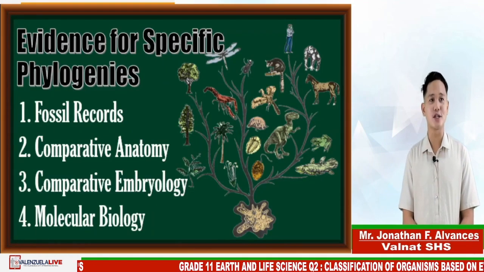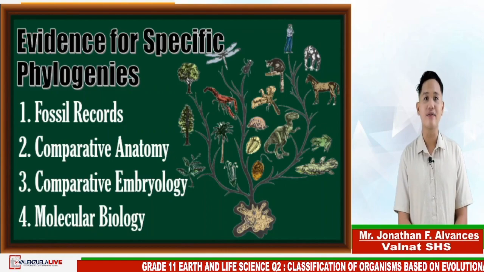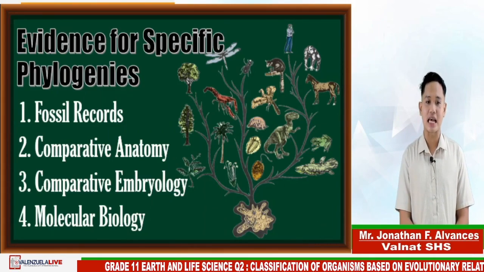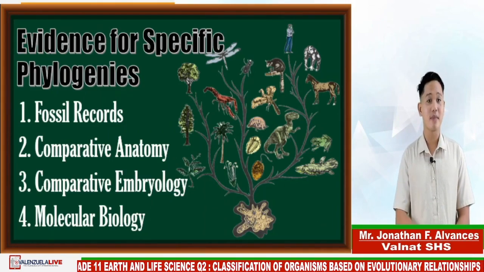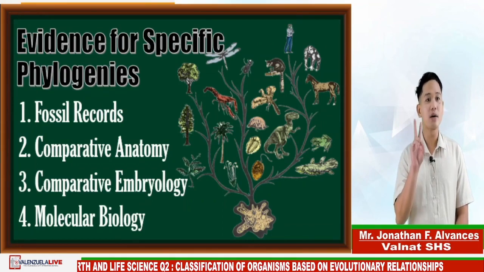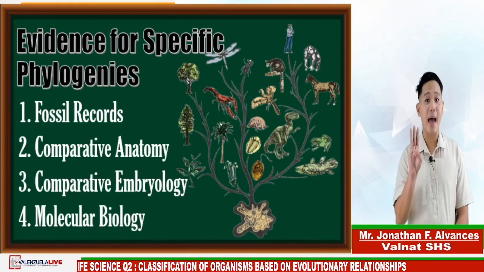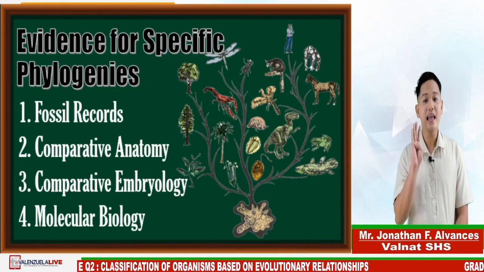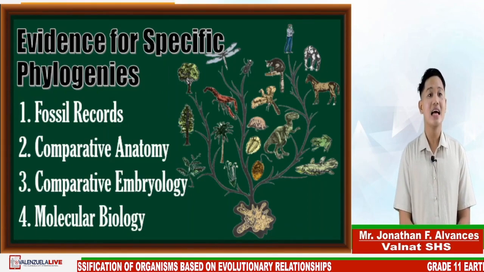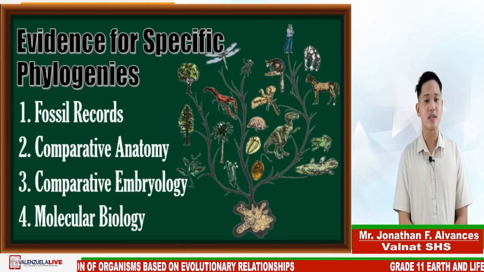Biologists who postulate phylogeny derive their most useful evidences from the following: fossil records, comparative anatomy, comparative embryology, and molecular biology. Let us discuss each of these fields.